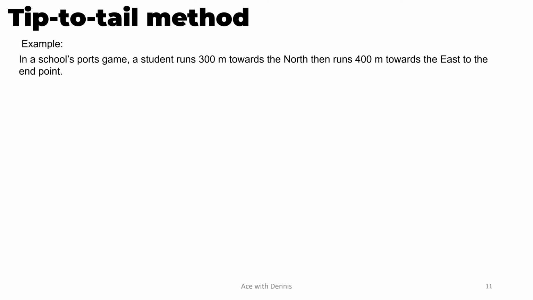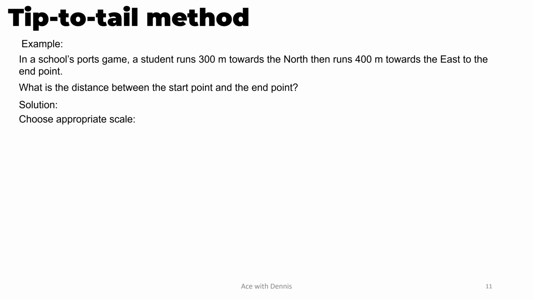Let's say in a school sports game, a student runs 300 meters towards the north, then runs 400 meters towards the east to the end point. What is the distance between the start point and the end point? Okay, so first we want to choose the appropriate scale. For this case, let's say I choose 1 cm to 100 meters.